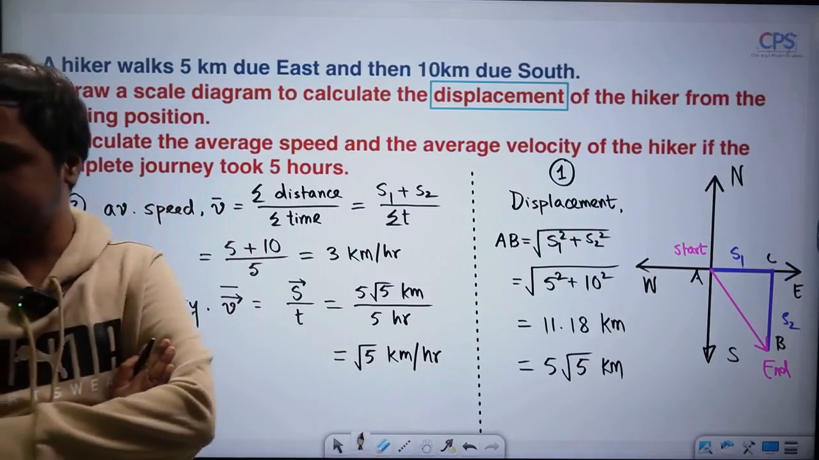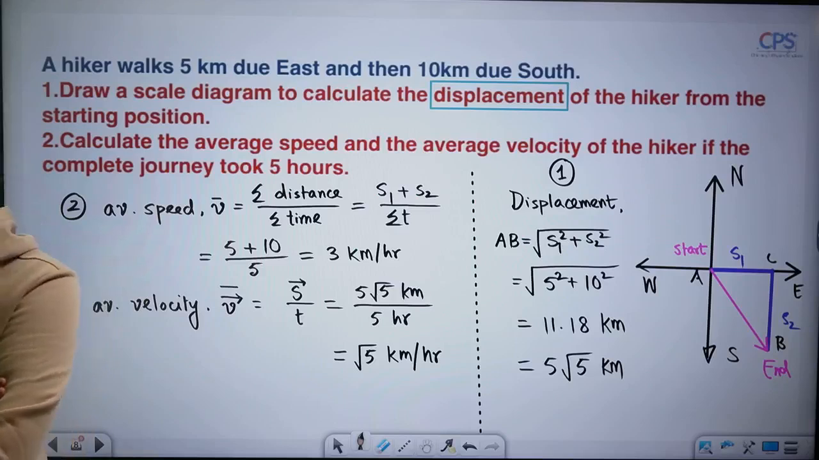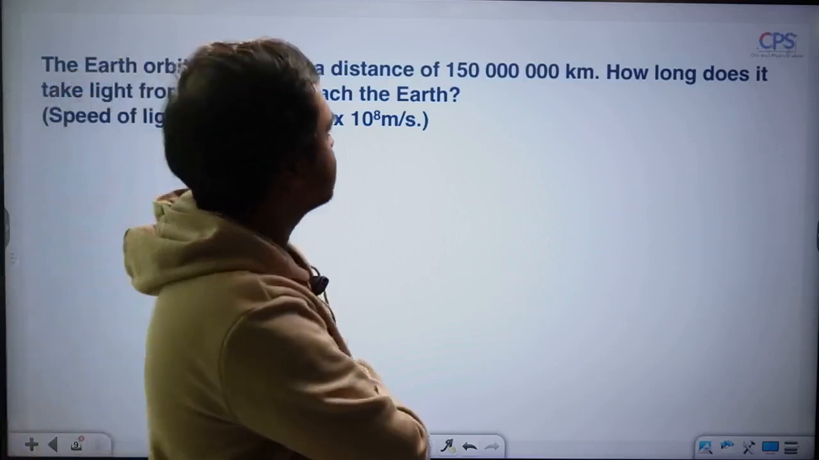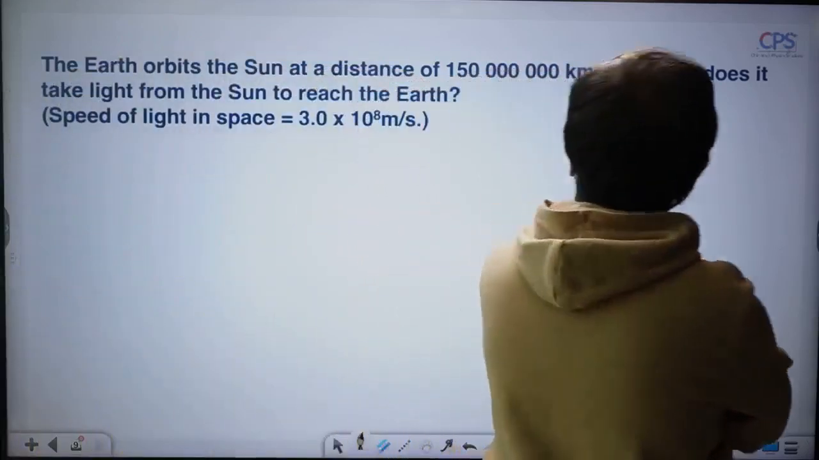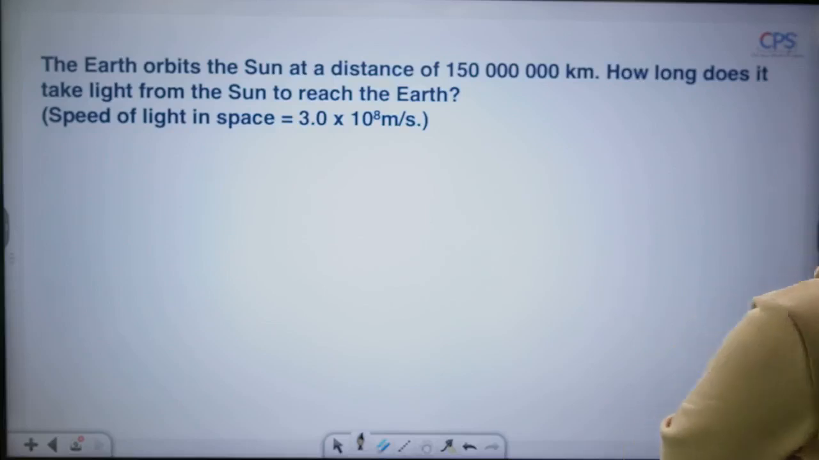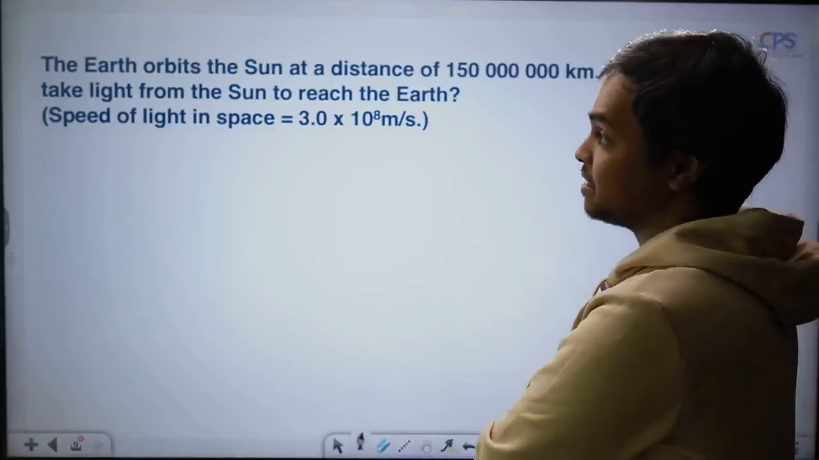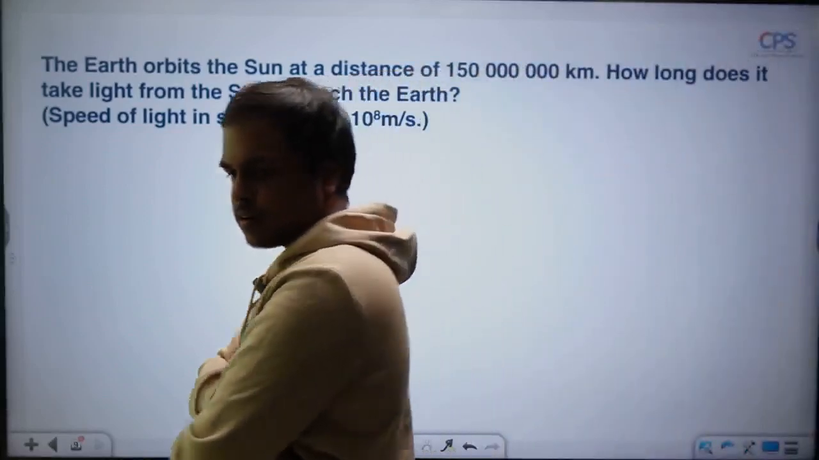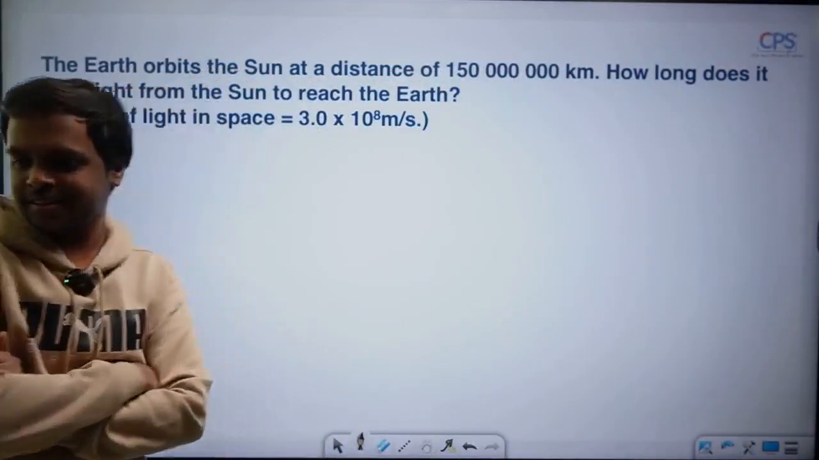So the questions are very easy to understand and to implement in your exam halls. Okay, let's do one more question and then our class will be done. So the earth orbits the sun at a distance of, oh my god, 150,000,000 kilometers. How long does it take light from the sun to reach the earth? Very nice question, and that's a more practical question, right?